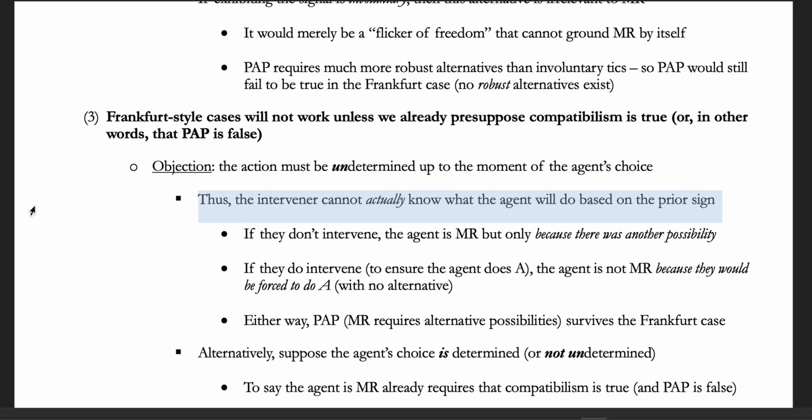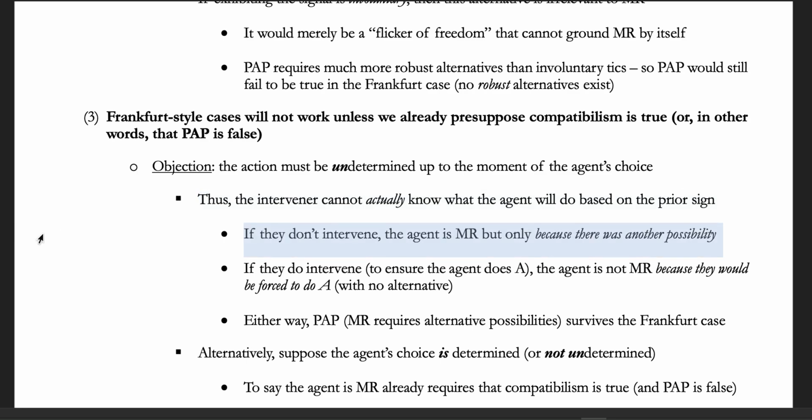Okay, he can't really know what the agent's going to do. All right. Now, if he can't really know, then he's got a choice. Does he intervene or not? If he doesn't intervene before the choice, then the agent's morally responsible because there was another possibility. It was truly undetermined whether he was going to vote Republican or whether he was going to vote Democrat. So he can be responsible for voting Democrat, but only because the agent had another possibility. A truly undetermined possibility.